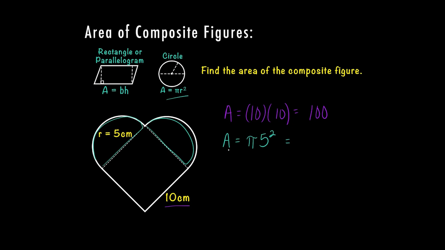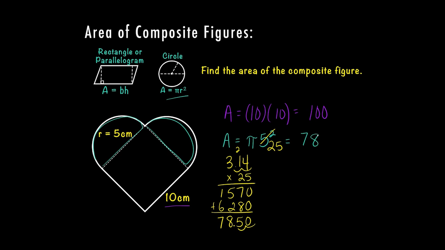I am going to have to multiply this out, so I know that pi is 3.14, and I know that 5 squared is 25, so we are going to multiply those two together. So the answer to this other part, the circle, is 78.5. So my last step is just to add these together, so I end up with 178.5 centimeters squared. So that is the area of the entire heart.